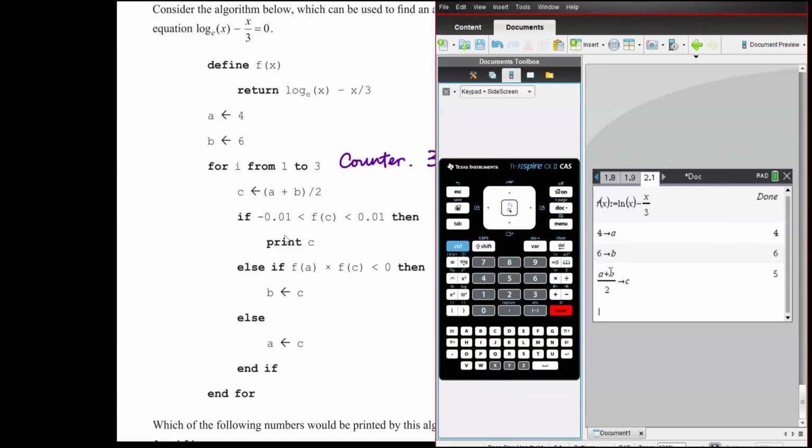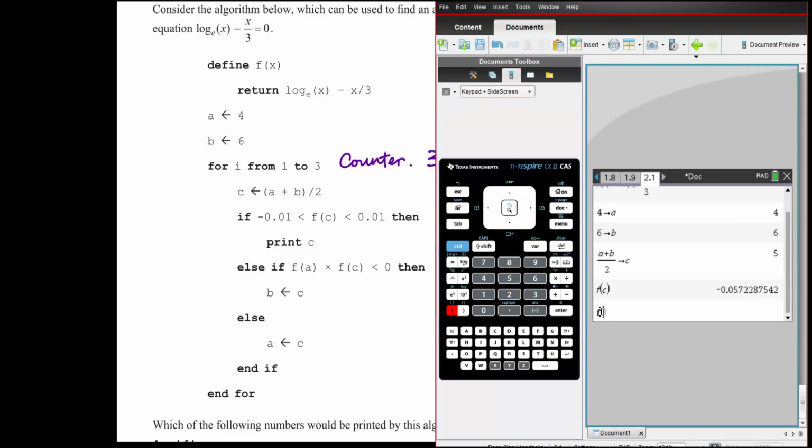Yep, it's 5. Now I need to check the first condition, say f of C, control enter. Is that between minus 0.01 and 0.01? No, it's outside. So I can't print C. I have to go to the else if: f of A times f of C, is that less than 0? That's true, because the values have different signs. Then I can just execute this code here.